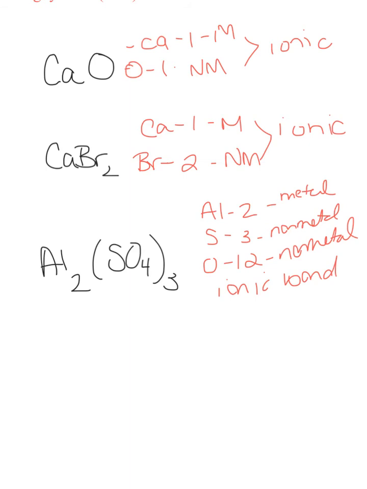We also have calcium bromide. Calcium is a metal, we have 1 of them. Bromine is a nonmetal, there are 2 of them. Since we have a metal and a nonmetal, we once again have an ionic bond.